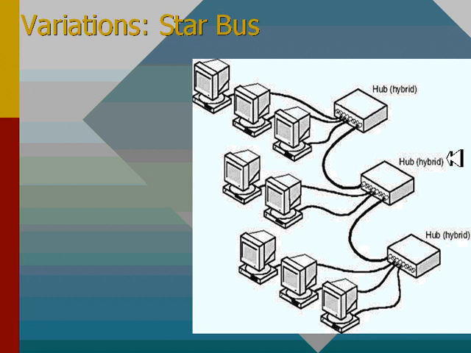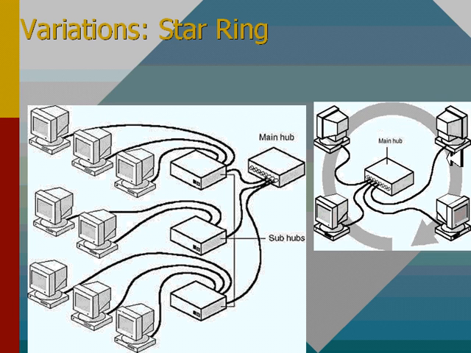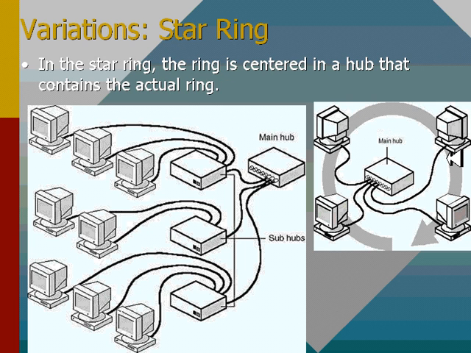Variations. Star bus. The star bus is a combination of the bus and the star topology. If one computer goes down, it will not affect the rest of the network. Star ring. In the star ring, the ring is centered in a hub that contains the actual ring, such as IBM token ring. The physical connection looks like a star, but the ring happens inside the main hub.